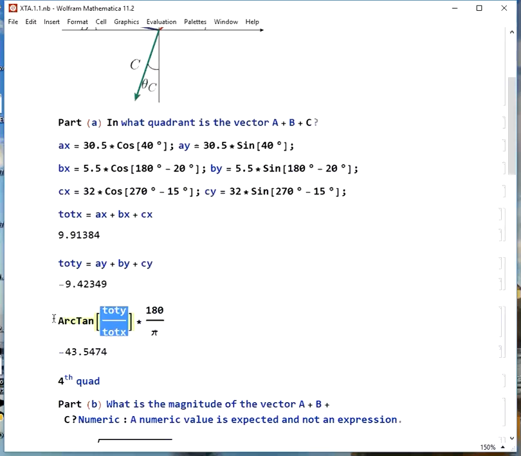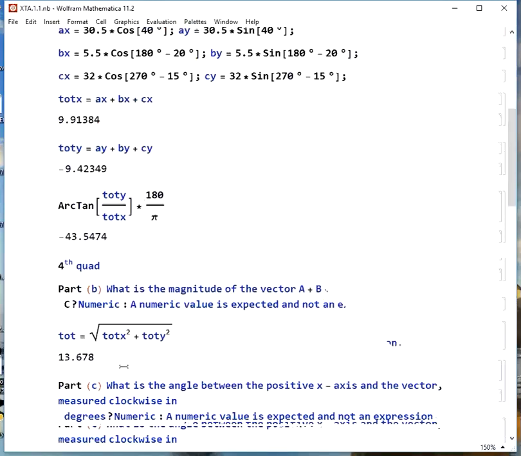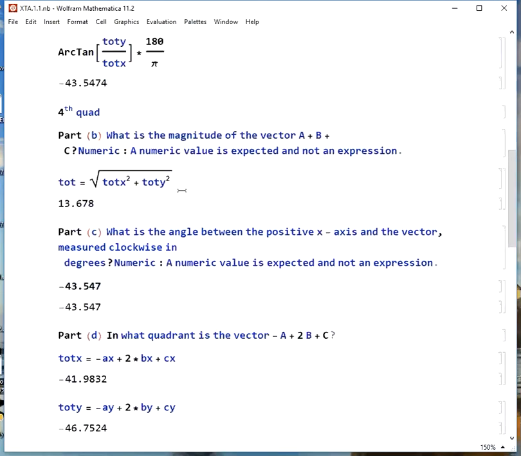We find the arc tangent of this, and since this program uses radians, we have to multiply by 180 over pi to get degrees. We get negative 43.54. That's in the fourth quadrant. What is the magnitude of the vector a plus b plus c? We already know the x and y pieces, so we just use the Pythagorean theorem to find 13.68.